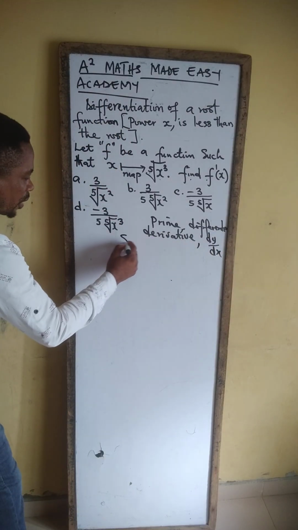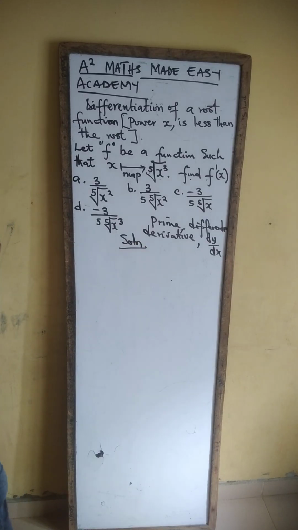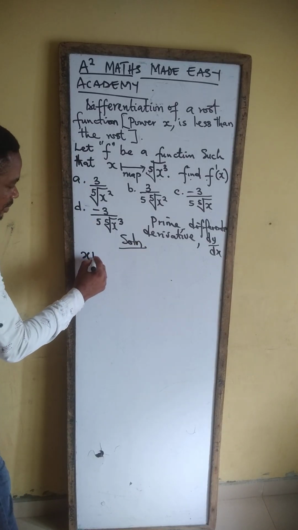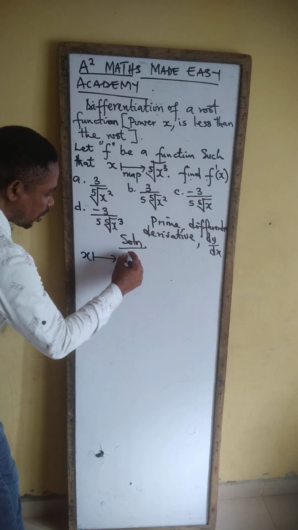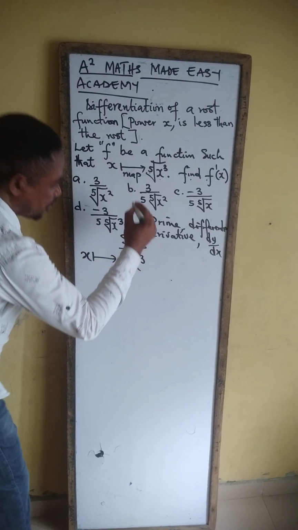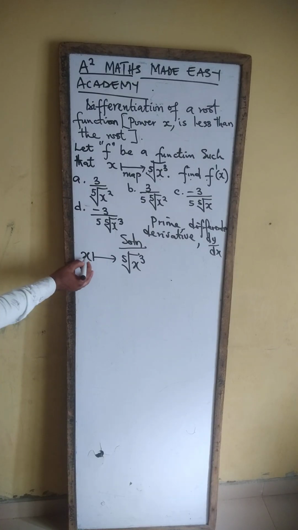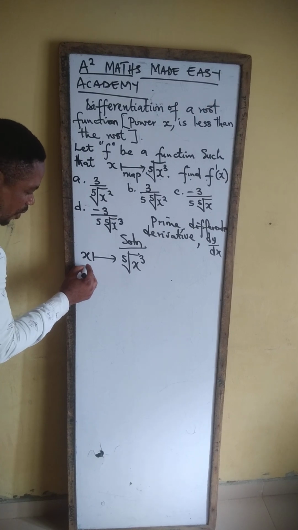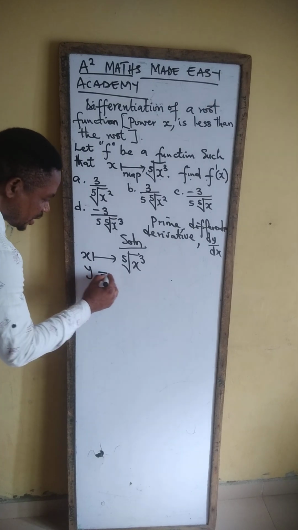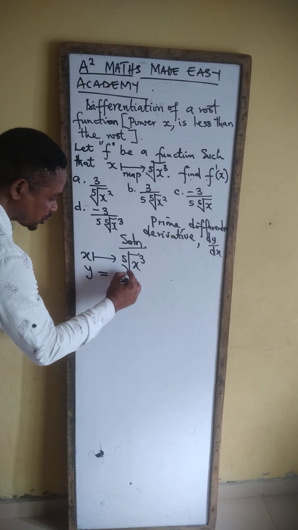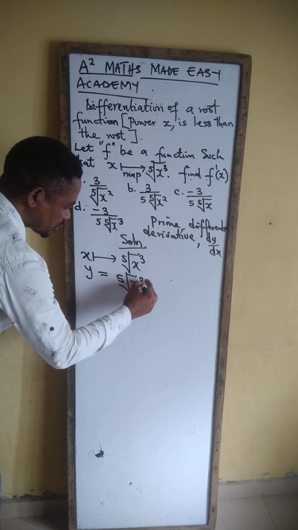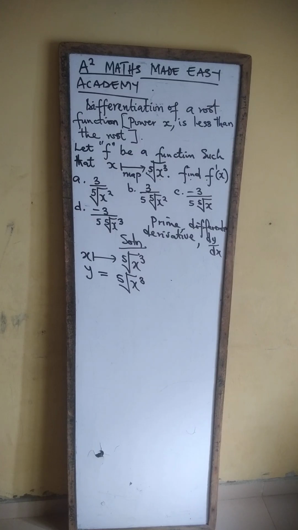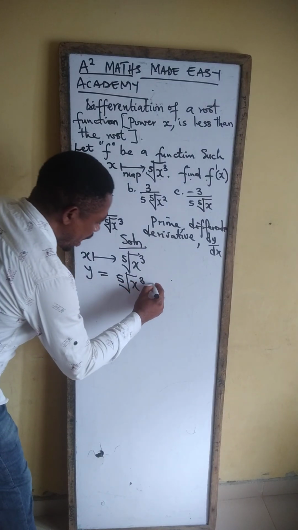Now the question we're going to bring forward is this. The question says x maps to the fifth root of x, all raised to the power of 3. Now this x can be written as y, which is the same thing as saying y equals the fifth root of x raised to the power of 3. Now what do we do? We cannot differentiate this directly using the general formula for differentiation.